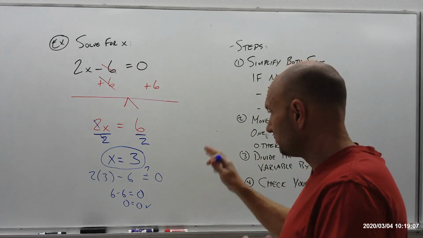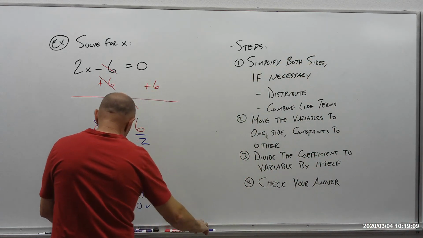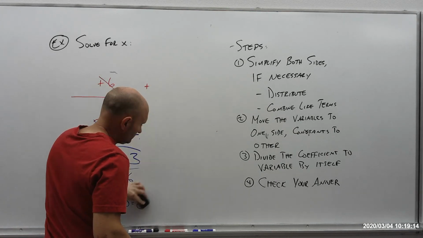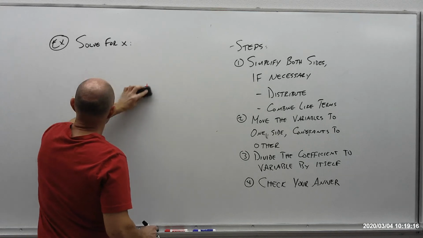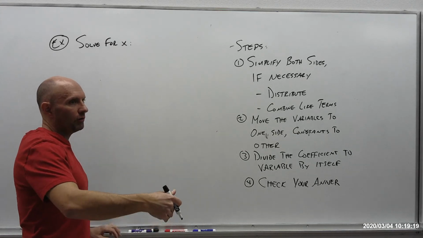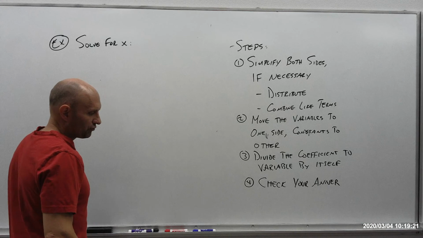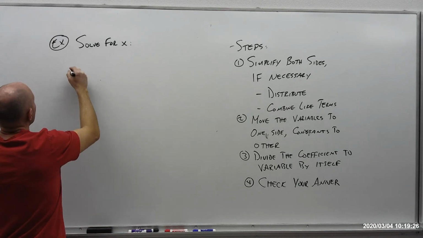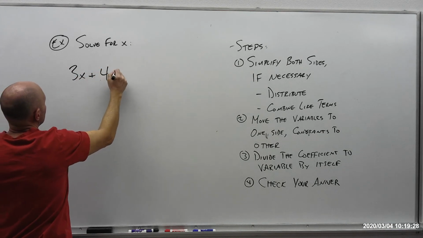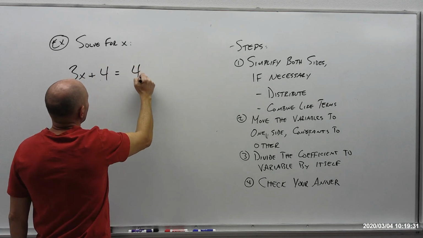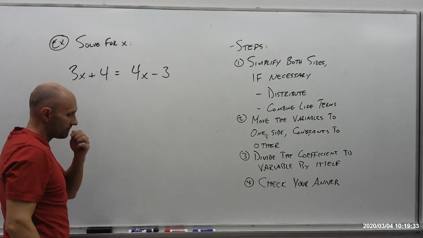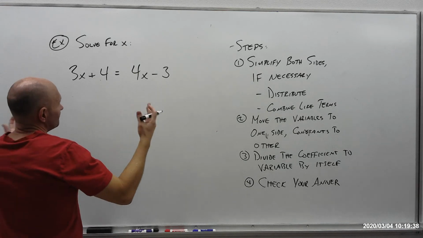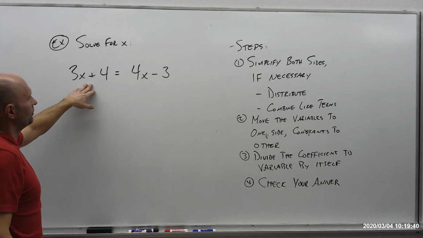Again, if you need to kind of go back through it, feel free. Otherwise, we'll move on to example 3 here. So we had crawl, we had walk. Now let's try to jog a little bit here. Again, solve for x. We have 3x plus 4 is equal to 4x minus 3. First thing we have to do, simplify if need be. We don't have to in this case.